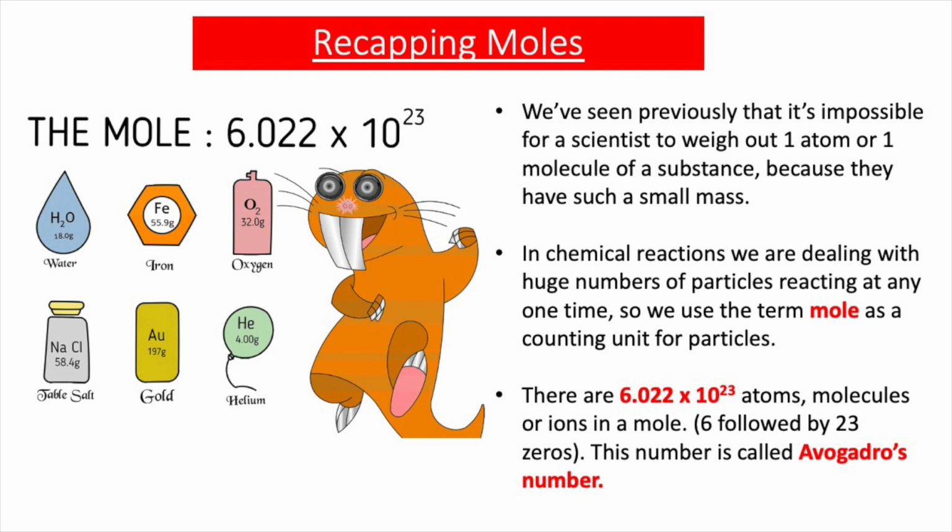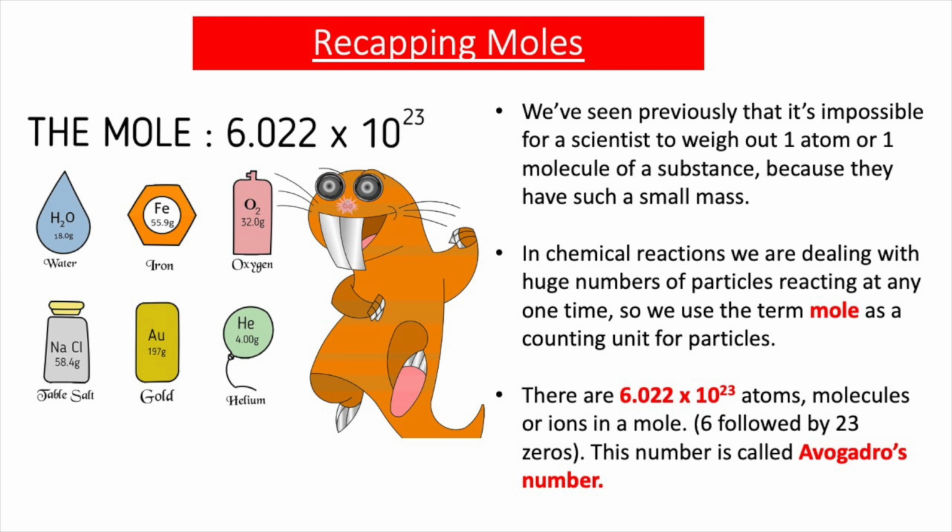Now, in our previous videos on quantitative chemistry, we've discussed the concept of a mole. And we've seen previously that it's impossible for a scientist to weigh out one atom or one molecule of a substance because they have such a small mass. In chemical reactions, we're dealing with huge numbers of particles reacting at any one time, so we use the term mole as a counting unit for particles. There are 6.022 times 10 to the 23 atoms, molecules or ions in a mole.